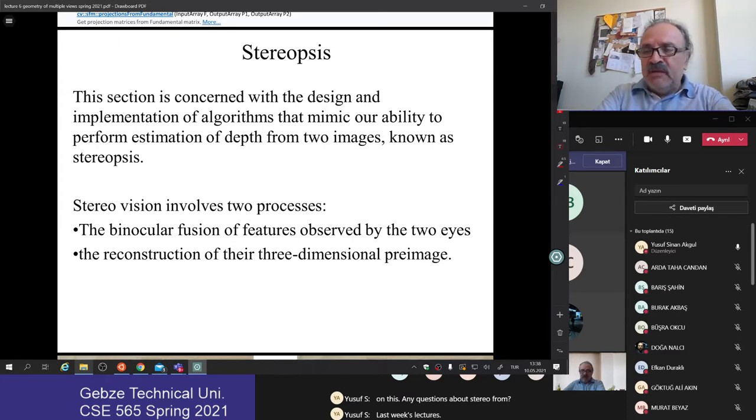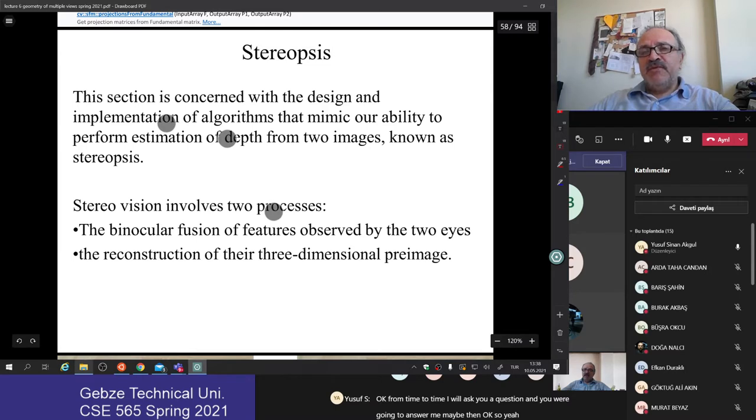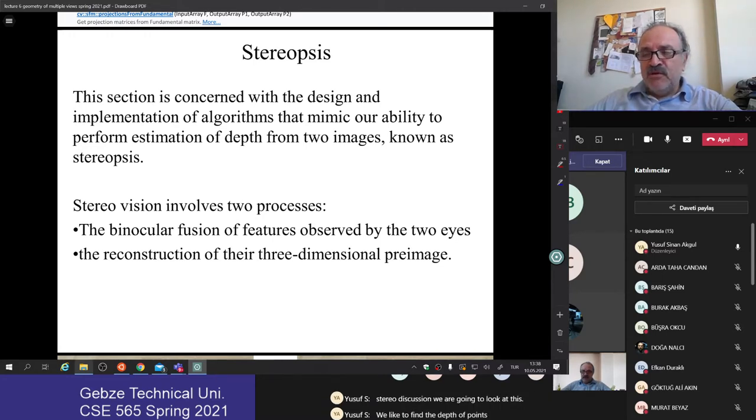Okay, from time to time I will ask you a question and you are going to answer me maybe then. Okay, so in this part of the stereo discussion, we like to find the depth of points from stereo images. It could be two images, three images, up to n images. There is no limit actually. Okay, we are going to look at two things.